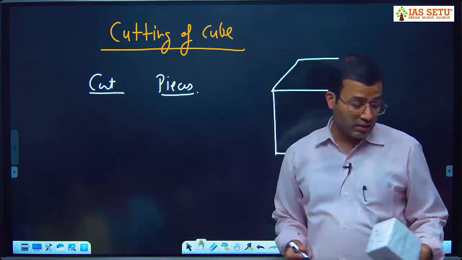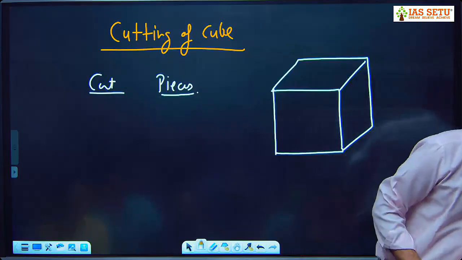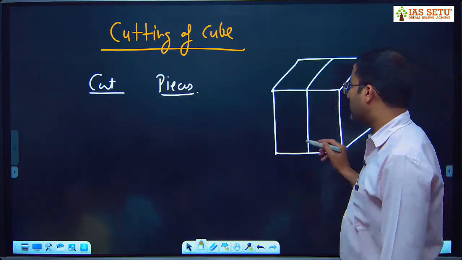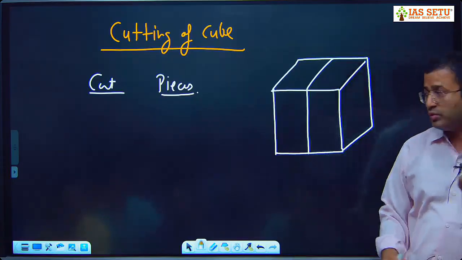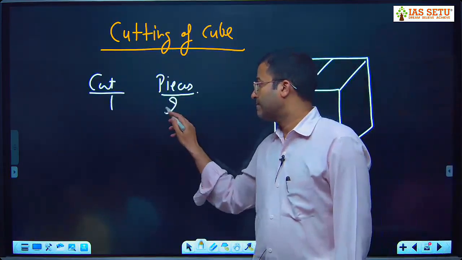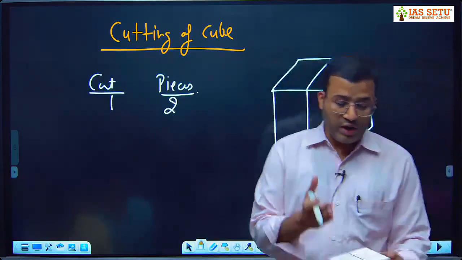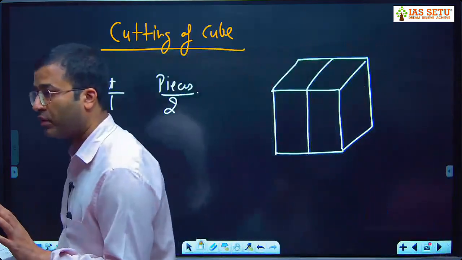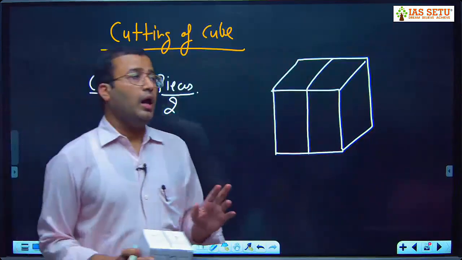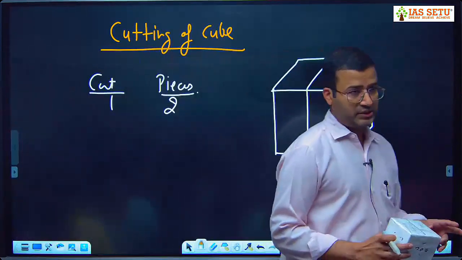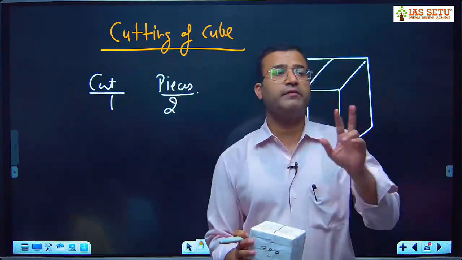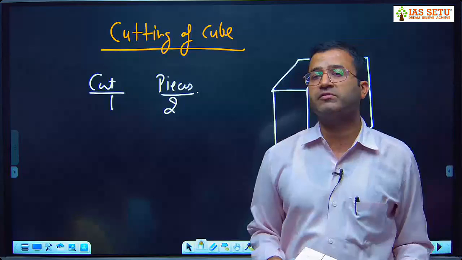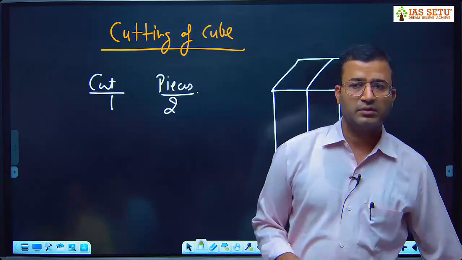So now here, if we make one cut, then how many pieces we will get? 2. One cut gives 2 pieces. Fine. If we use the same axis where one cut gives 2 pieces, and if I make 2 cuts, then how many pieces we will get? 6.